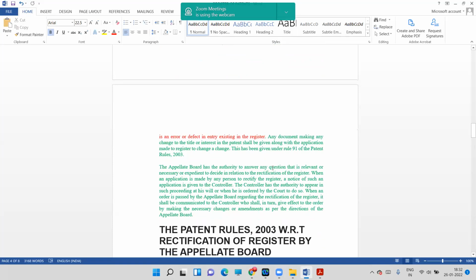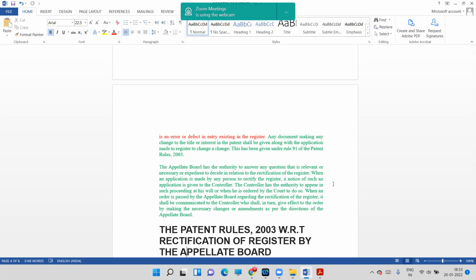The appellate board has the authority to answer any question that is relevant or necessary or expedient to decide in relation to the rectification of the register. When an application is made by any person to rectify the register, a notice of such an application is given to the controller. Appellate board को क्या authority है? देखो क्या बताया उन्होंने, has the authority to answer any question that is relevant or necessary or expedient to decide in relation to the rectification of the register. When an application is made by any person to rectify the register, a notice of such an application is given to the controller.